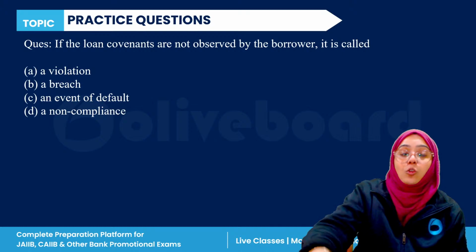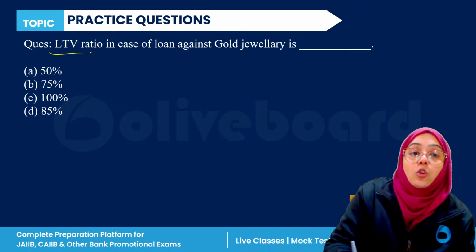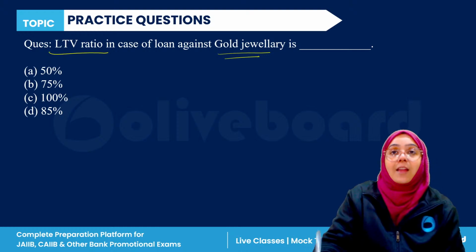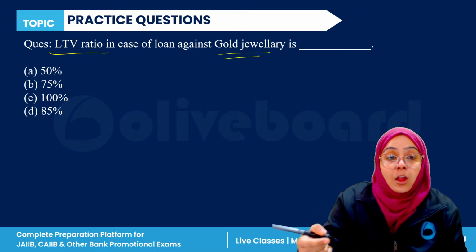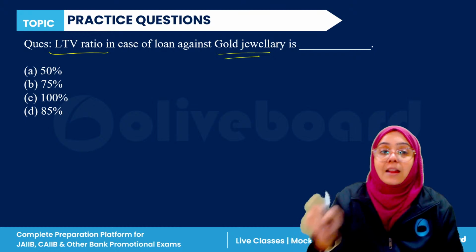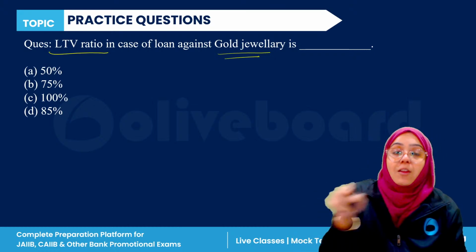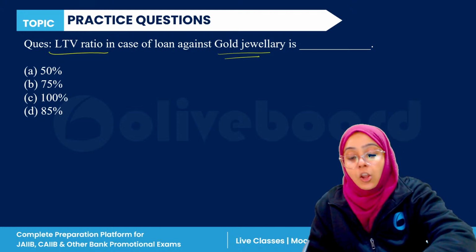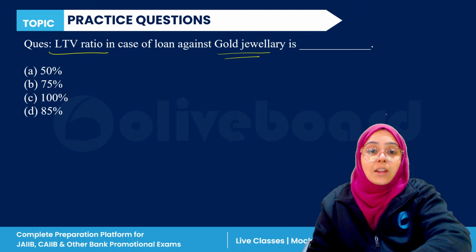Next question: loan to value ratio in the case of gold jewelry. It is asking, for whatever gold you are giving, what is the maximum amount of loan the bank is giving you against that gold? Is it 50, 75, 100, or 85%? The loan to value ratio.